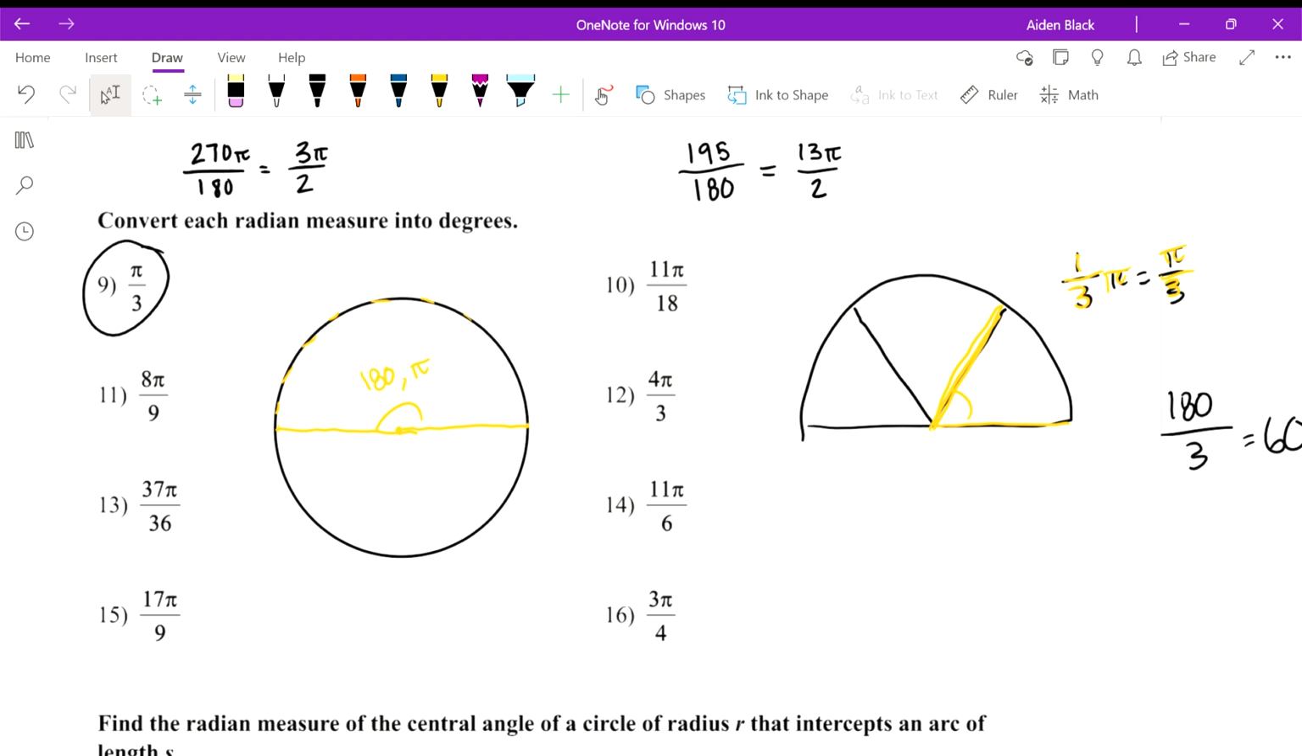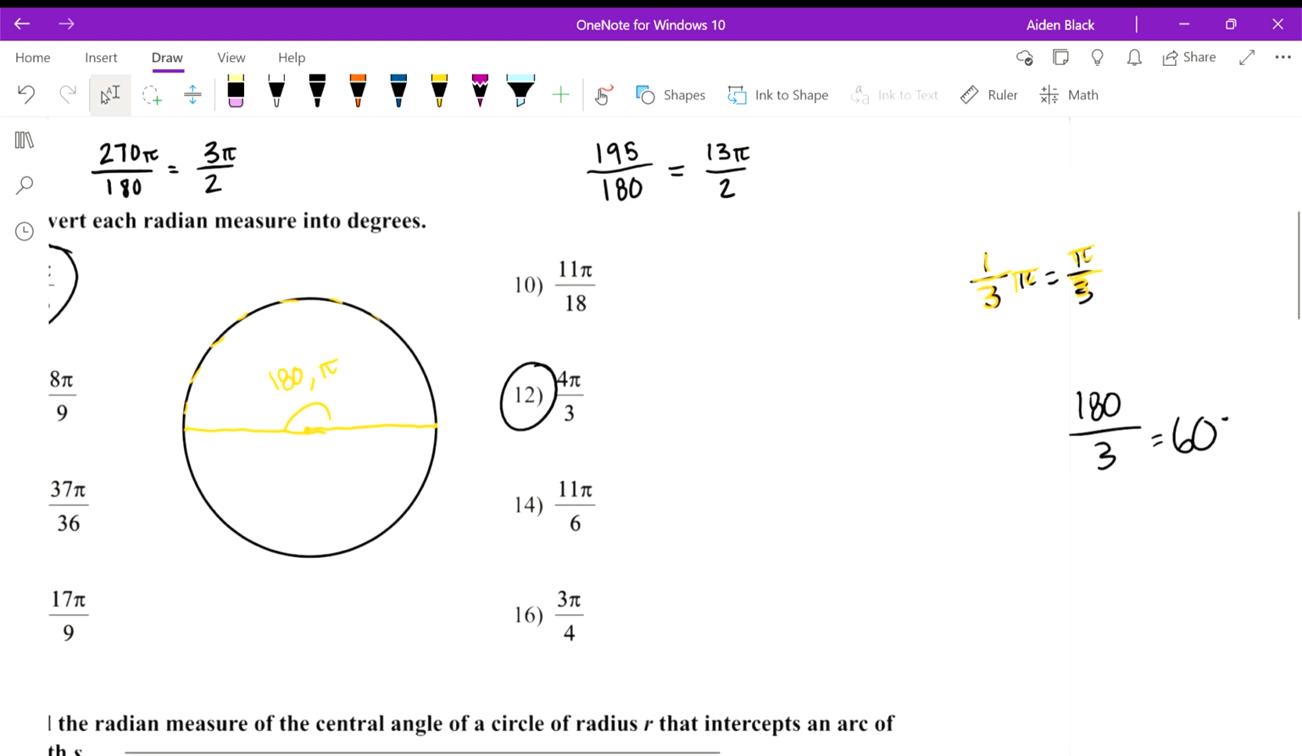Well, let's go to 12 because we're still working with thirds. So 4 pi thirds, you'll notice, is greater than 3 pi thirds. And 3 pi thirds is just pi. So it's half the circle. 3 pi thirds is half the circle. Now, if we're going to 4 pi thirds, we're going 1 more pi thirds.